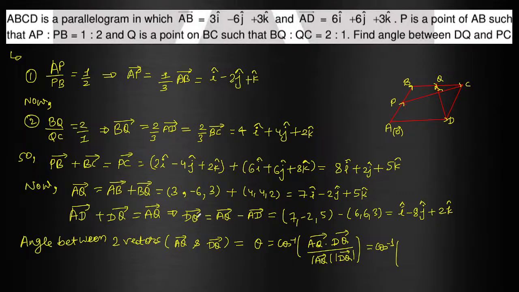aq into dq. This is 7 plus 16 plus 10, root under 49, 4, 25. We have second root 164 plus 4, this is 69. 53 plus 25 is 78.